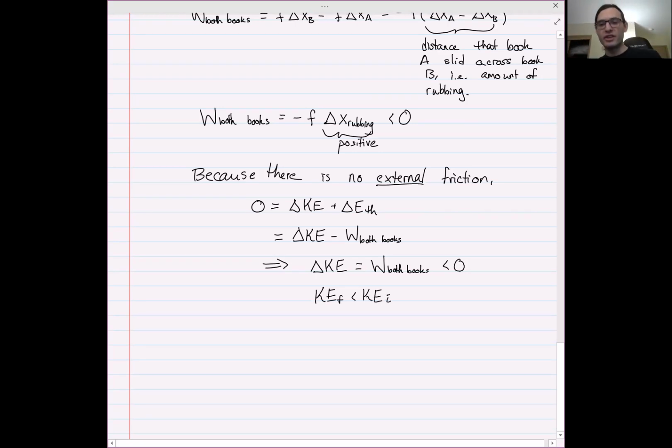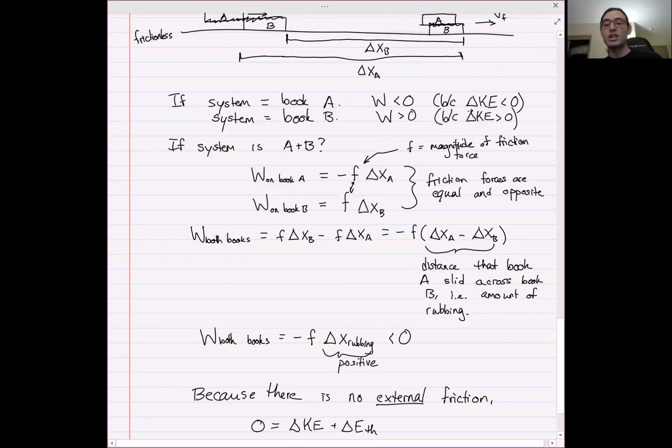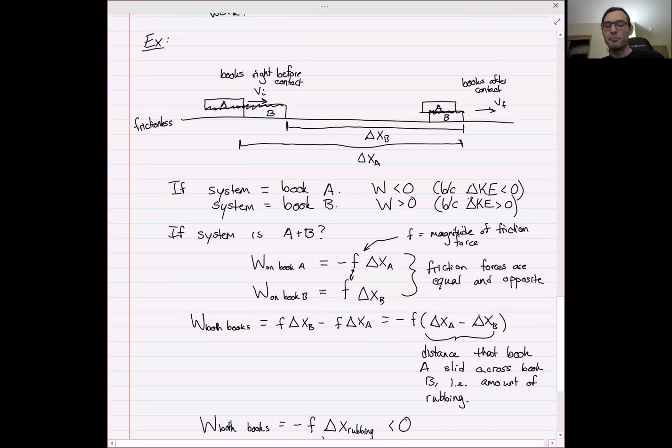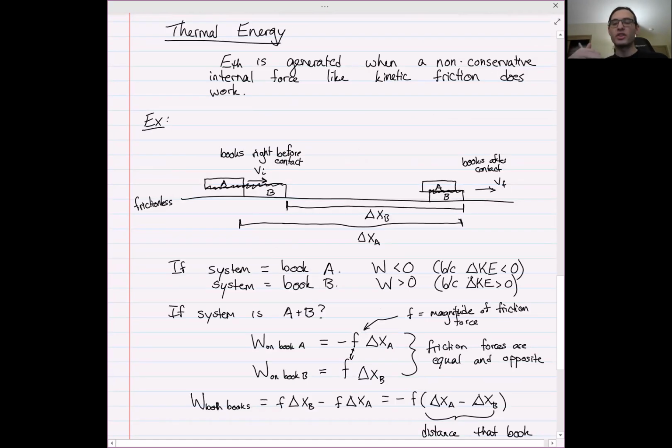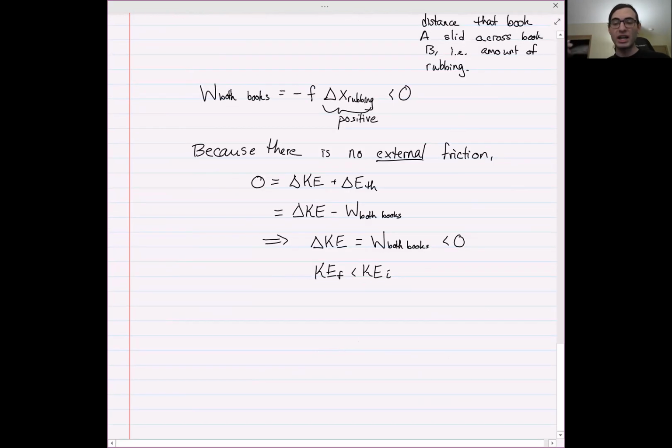So the whole point of this exercise was to indicate that when you have a non-conservative force internal to the system, the kinetic energy goes down. It has to go down. And this is the total kinetic energy. So even though book B starts moving, book A slows down more, so that the sum total of kinetic energies of both books combined is less than the initial kinetic energy of book A. So the question is, where did that lost kinetic energy go?